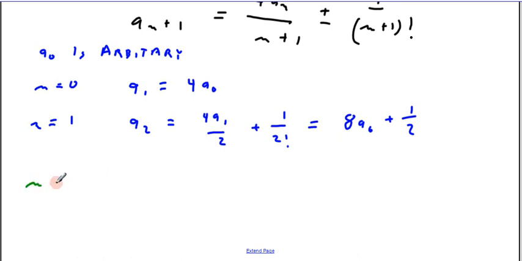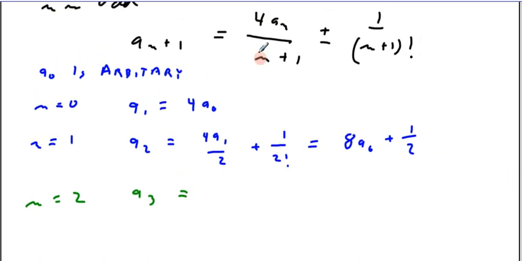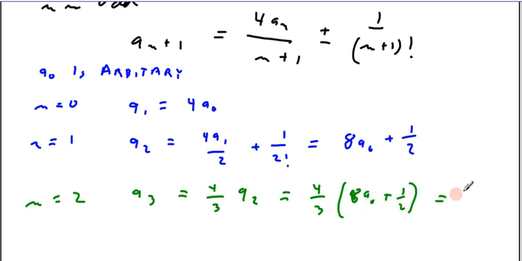Okay, when n is equal to 2, I have A3, which is going to be even, which is going to be 4 over 3 A2, which is 4 over 3 times 8A0 plus a half, which is 32 over 3 A0 plus 2 over 3.